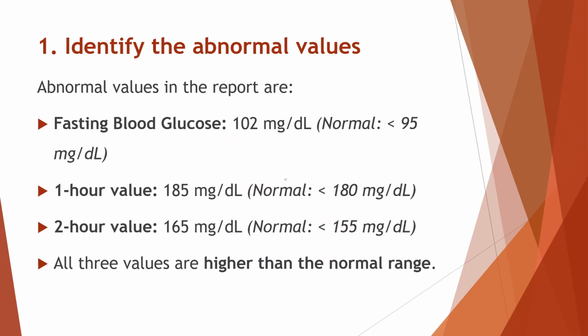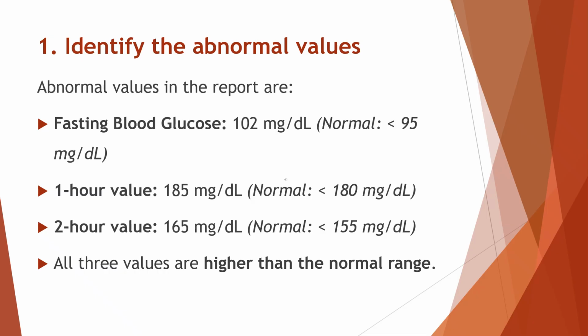Students, let us now identify the abnormal values in this investigation report. The fasting blood glucose level is 102 milligrams per deciliter, while the normal value should be less than 95 milligrams per deciliter, so this is elevated. The 1-hour value is 185 milligrams per deciliter, which is higher than the normal limit of less than 180 milligrams per deciliter. The 2-hour value is 165 milligrams per deciliter, which is also above the normal value of less than 155 milligrams per deciliter. Therefore, all three readings in this OGTT report are higher than the normal range, indicating abnormal glucose tolerance during pregnancy.